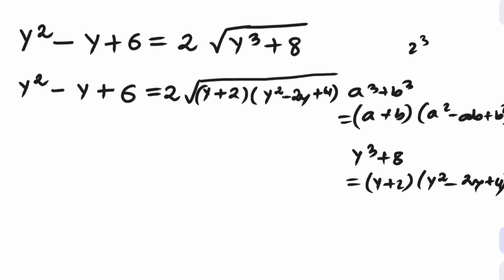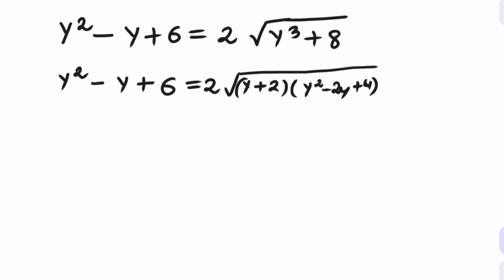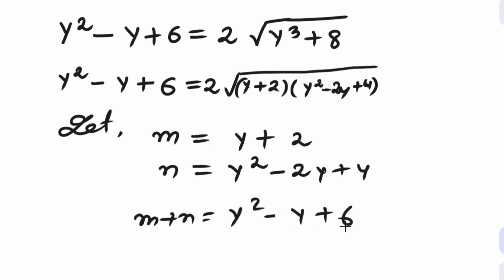At this stage, the equation still looks complicated, so let's make it much easier to read by introducing two new variables. Let m equal y plus 2, and let n equal y squared minus 2y plus 4. Now let's see what happens if we add m and n together. We have the quantity y plus 2 plus the quantity y squared minus 2y plus 4. Combining like terms gives us y squared minus y plus 6. Notice how this is exactly the expression on the left side of our equation.